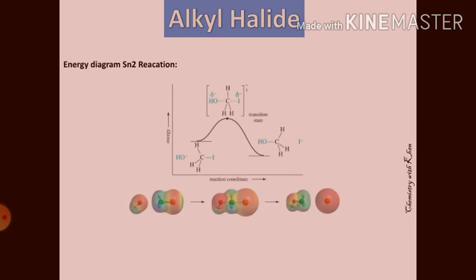We can see the transition state. Energy is high. The reactant energy is less. The transition state energy is highest, and the product energy is less than the reactant energy. So this is a very stable reaction.